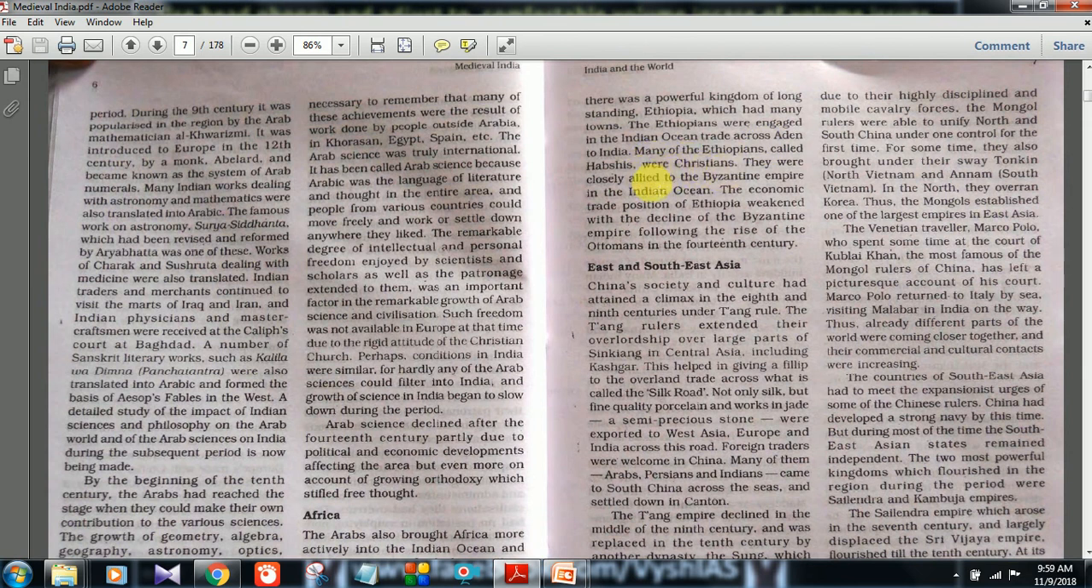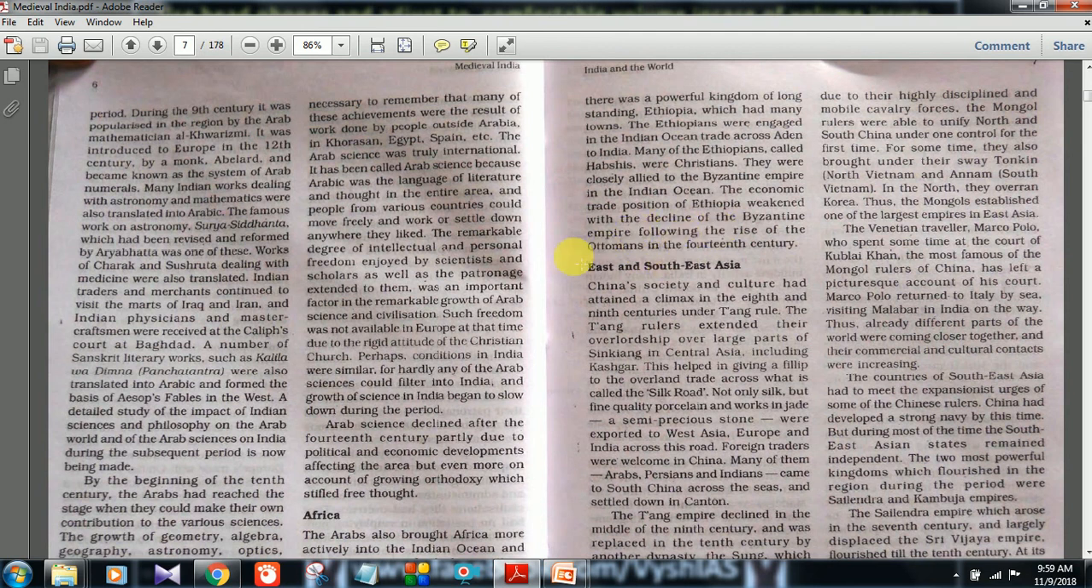Many of the Ethiopians, called Habshis, were Christians. They were closely allied to the Byzantine Empire in the Indian Ocean. The economic trade position of Ethiopia weakened with the decline of the Byzantine Empire following the rise of the Ottomans in the 15th century. So these things also you should now be knowing, like 8th century who declined, 14th century who declined, 14th century who came to power, which all countries, what all is happening.